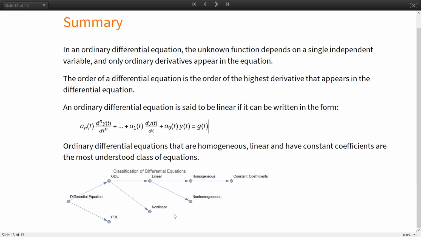The graph here summarizes the various classifications for differential equations we discussed in this lesson.